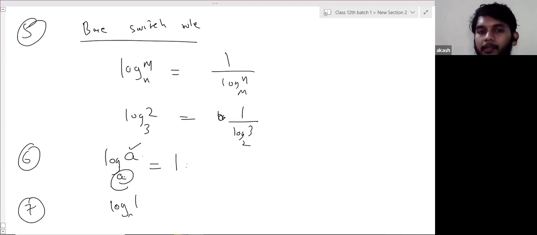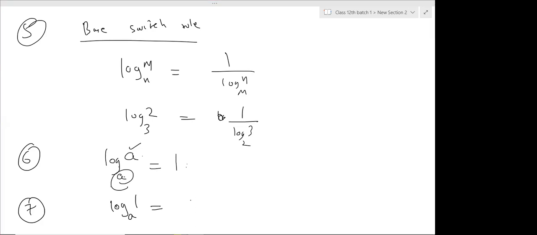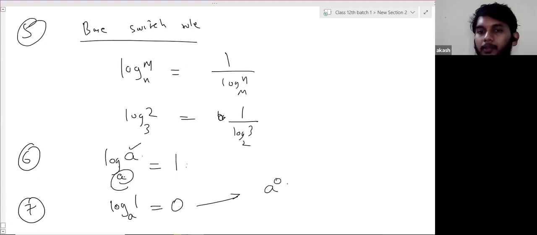Log 1 base a. What is the answer for this? 0. Absolutely right. Because only a raised to the power 0 will be 1. Otherwise, this will never be 1. So log 1 is always 0.